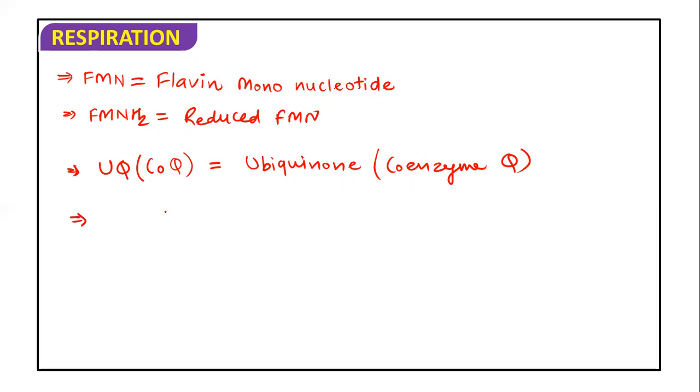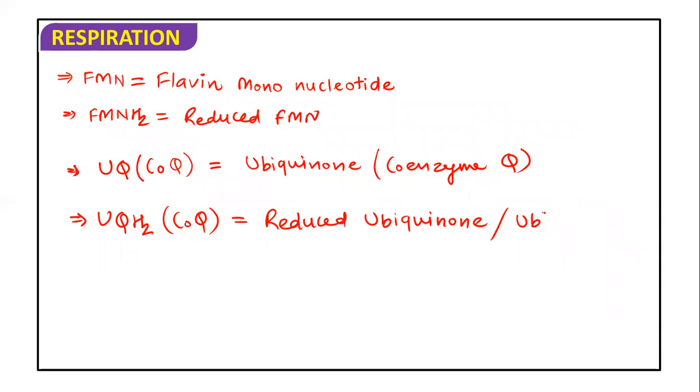After this, ubiquinone or coenzyme Q, next we write reduced ubiquinone or reduced coenzyme Q. So we can write it as reduced ubiquinone, and this reduced ubiquinone is also called ubiquinol, and it can also be called reduced coenzyme Q.